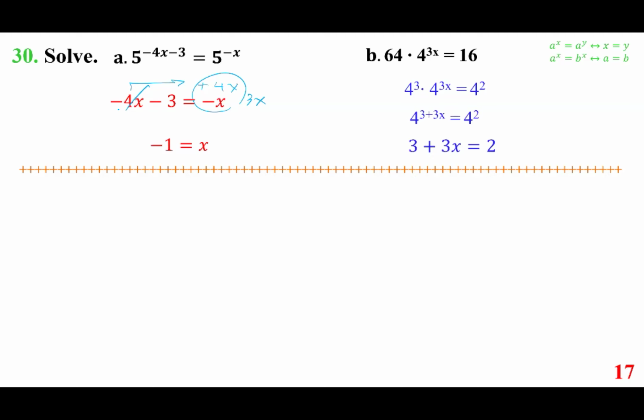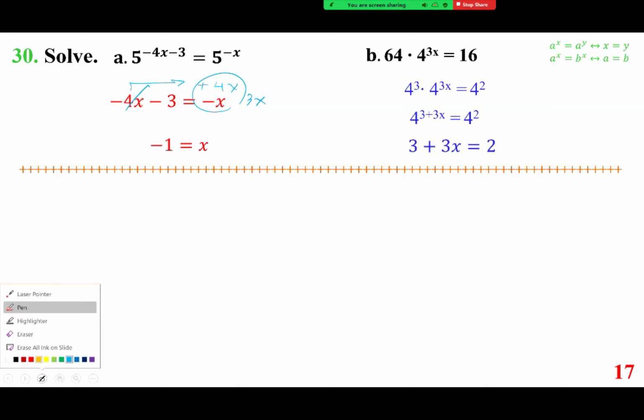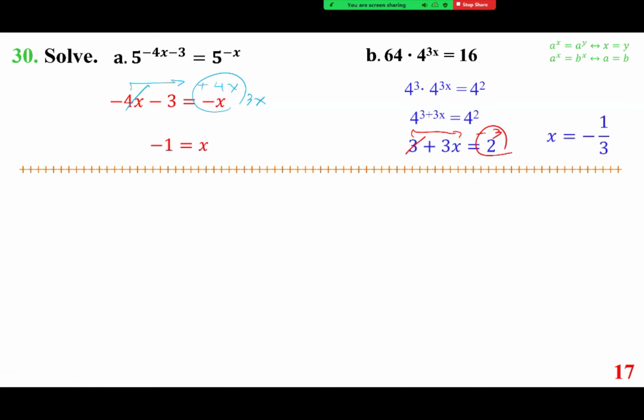So what do we do? We move this to the other side. Minus 3 and 2 is negative 1, divided by 3. X becomes negative 1/3.